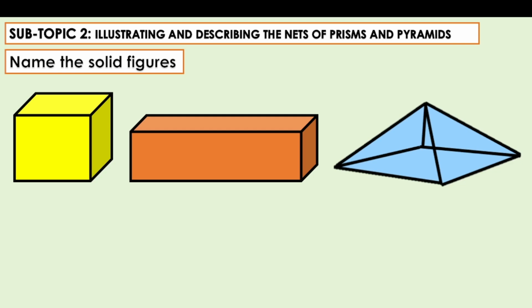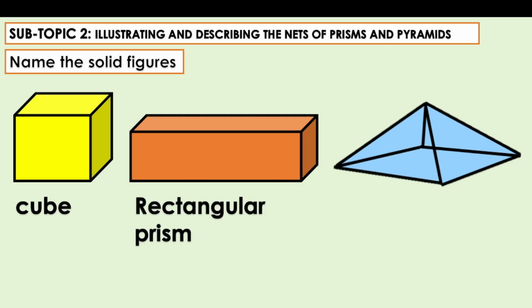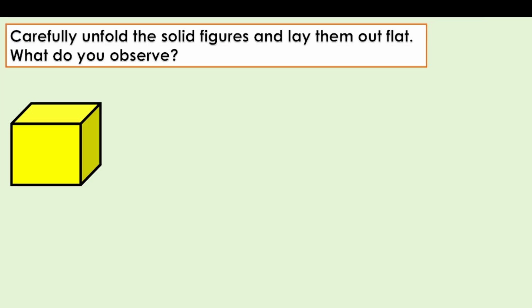Day 3. Subtopic 2. Illustrating and describing the nets of prisms and pyramids. Name the solid figures. Cube, rectangular prism, square pyramid. Carefully unfold the solid figures and lay them out flat. What do you observe?